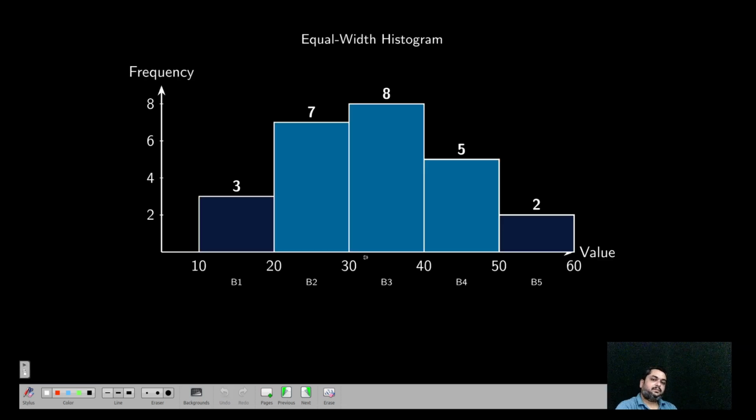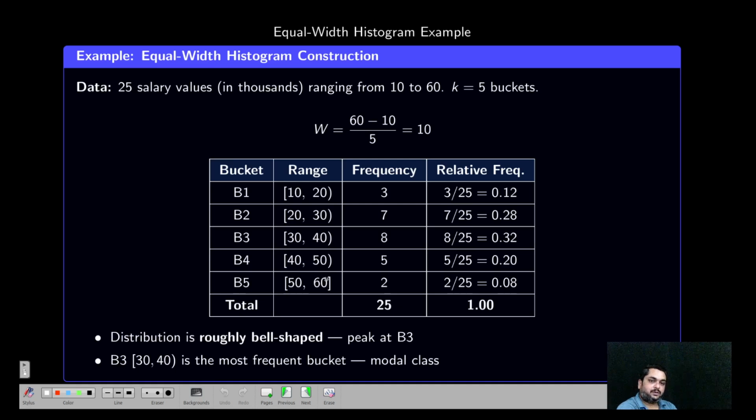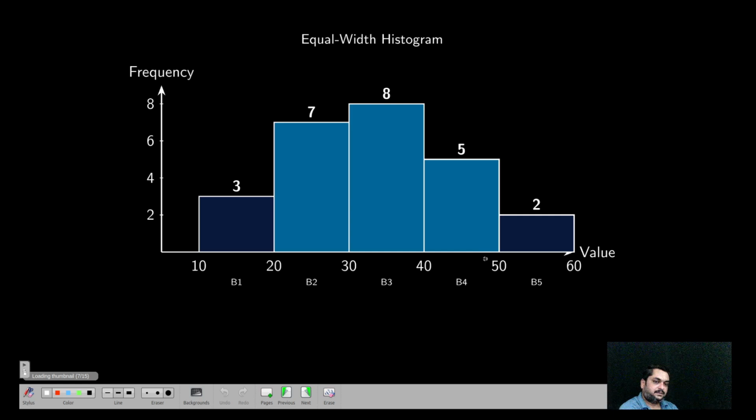For example, this is an equal width histogram. If you observe, the interval between any two pillars in this histogram is equal: 20 minus 10, 30 minus 20, so the interval width is 10. From that histogram, for example, they are given 25 salary values in 1000 rupees, ranging from 10,000 to 60,000. They want to create 5 buckets or 5 pillars like this.